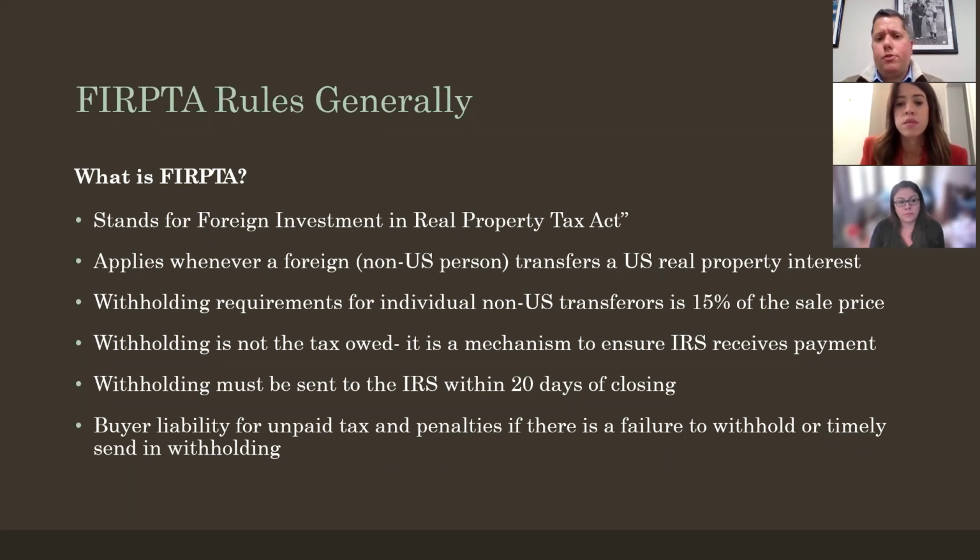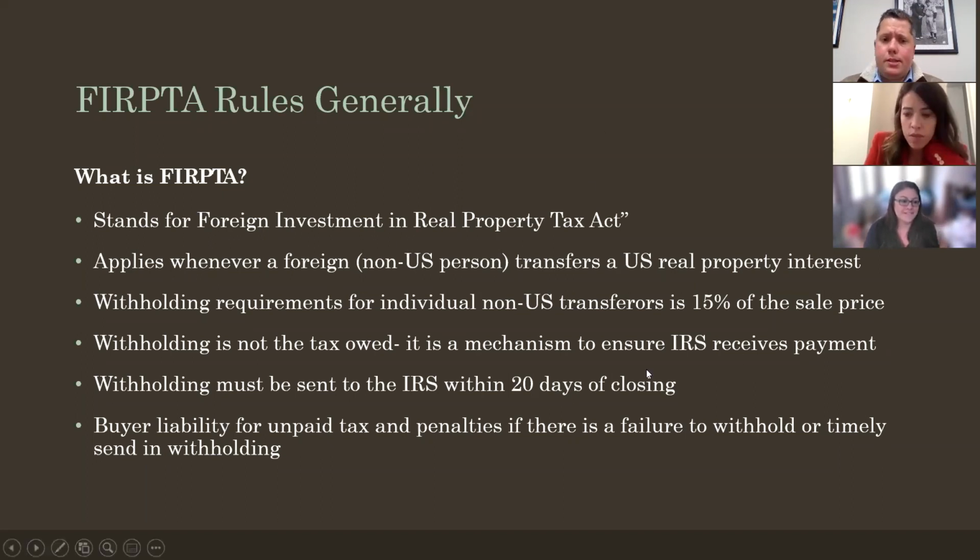The withholding requirement for individual non-US transfers is 15% of the sale price. So if the sale price is $1 million, FIRPTA withholding is $150,000, right? That has to be sent to the IRS. It's important to note for foreign sellers that withholding is not the tax owed. It's the mechanism to ensure the IRS receives payment of that tax. If they actually recognize a loss, then they can file a tax return the following year and request a refund of that FIRPTA withholding, saying, look, I recognized a loss, give me my money back. And the IRS will eventually, in their own sweet time, give the refund back.